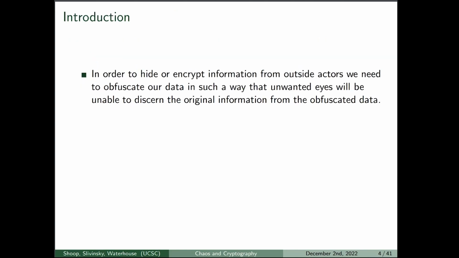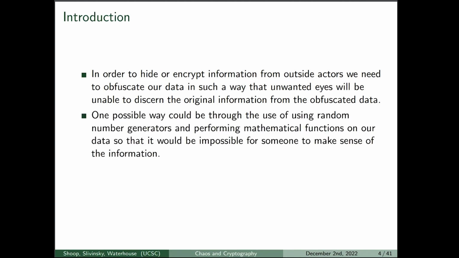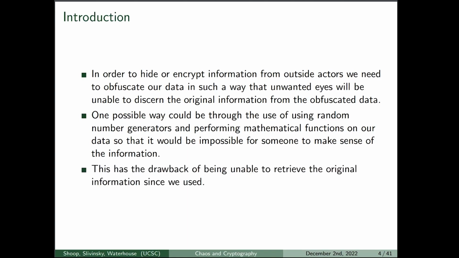So just a little bit of introduction or background into encryption. If we have some information or data that we want to securely communicate to one party, and we don't want any other party to be able to view or access that information, we want to encrypt that. So an initial way of going about that is by using math functions with random number generation to transform our original data or information. However, when we do this, we lose the original data, so this is not a correct way of going about it.